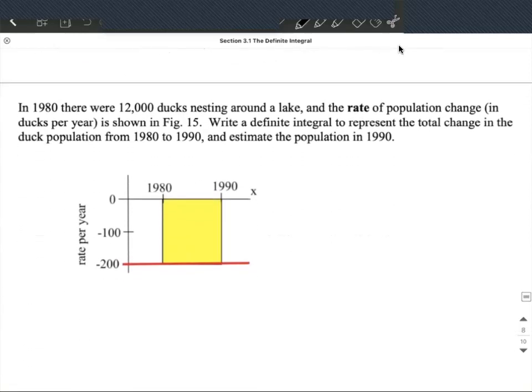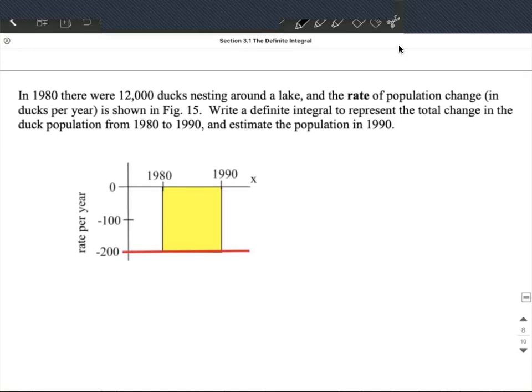All right, one more on this video. In 1980, we're given an initial population of ducks nesting in a lake, and the rate of population change in ducks per year is given in our graph. It looks like it's decreasing by 200 per year. First thing we're going to do is write a definite integral for our situation. We want to represent the total change in the duck population from 1980, our lower bound, to our upper bound, 1990, and estimate the population in 1990.